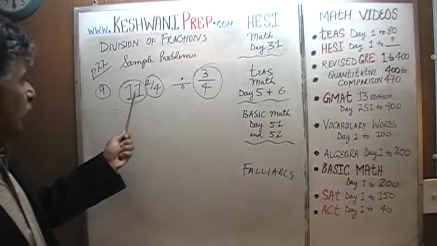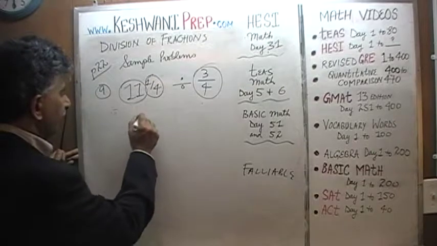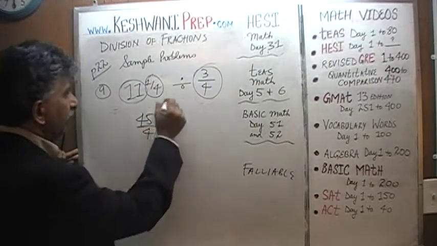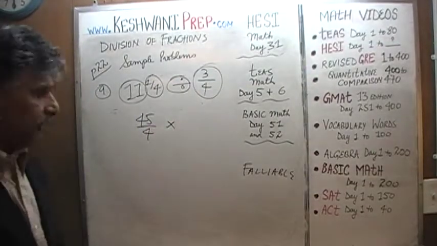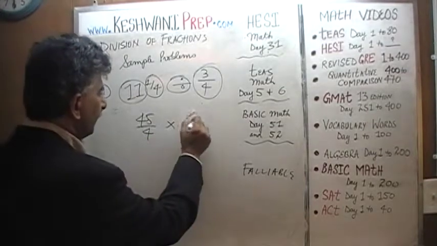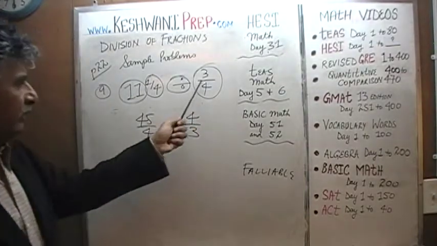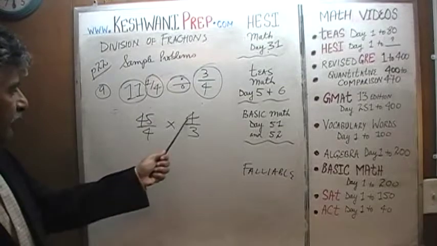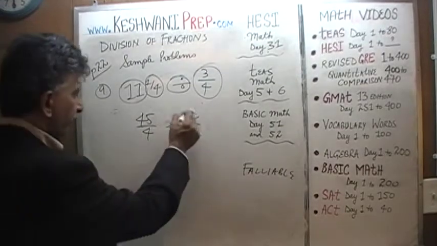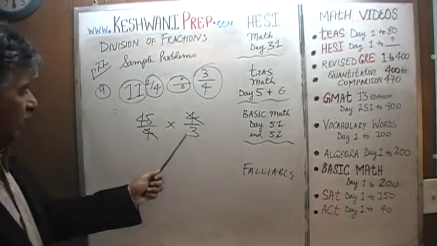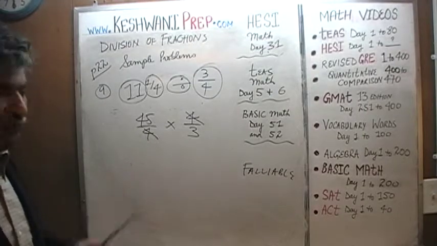So 11 and 1 quarter, we just agreed, is the same as 45 over 4. Then the division sign becomes a multiplication sign, and 3 quarters becomes 4 thirds. We multiply by the reciprocal of the second fraction. We see 4 on the top, 4 on the bottom, so 4 cancels out. We see 45 on the top, 3 on the bottom. Let's divide 45 by 3.